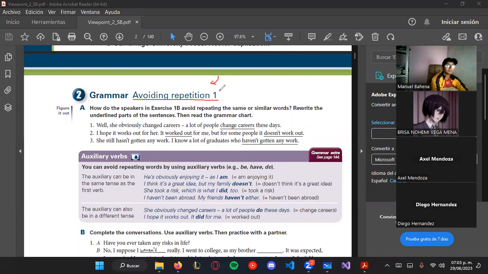Avoiding repetition. Evitar repetir o evitar la repetición. Evitar repetir, yes, evitar repetición, especially unnecessary one. La repetición innecesaria, unnecessary repetition. Okay, and we will learn today how to do that, especially when we are speaking, when we are talking.